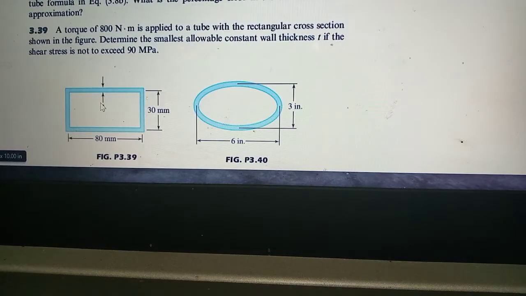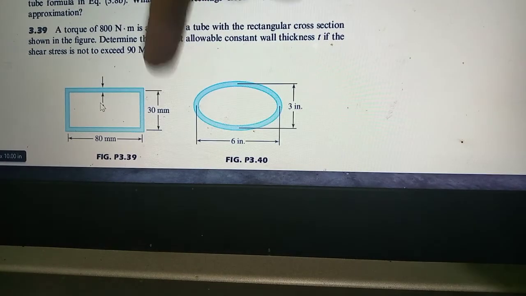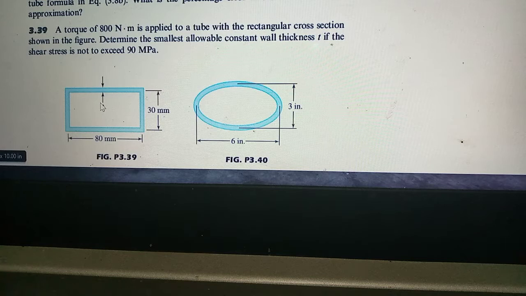So this is the figure. A torque of 800 Newton meter is applied to a tube with a rectangular cross section shown in the figure. Determine the smallest allowable constant wall thickness t if the shear stress is not to exceed 90 megapascals. We have a rectangular cross section of 80 mm by 30 mm.